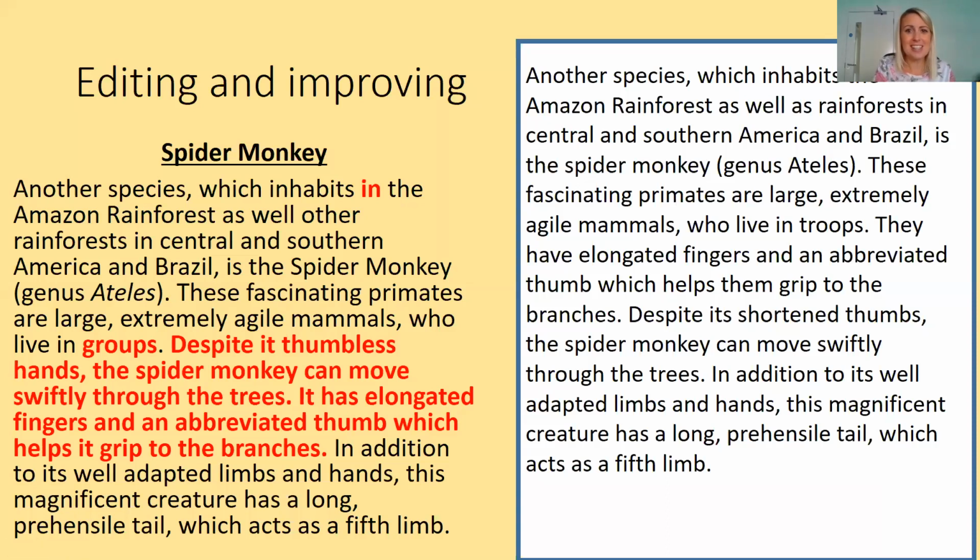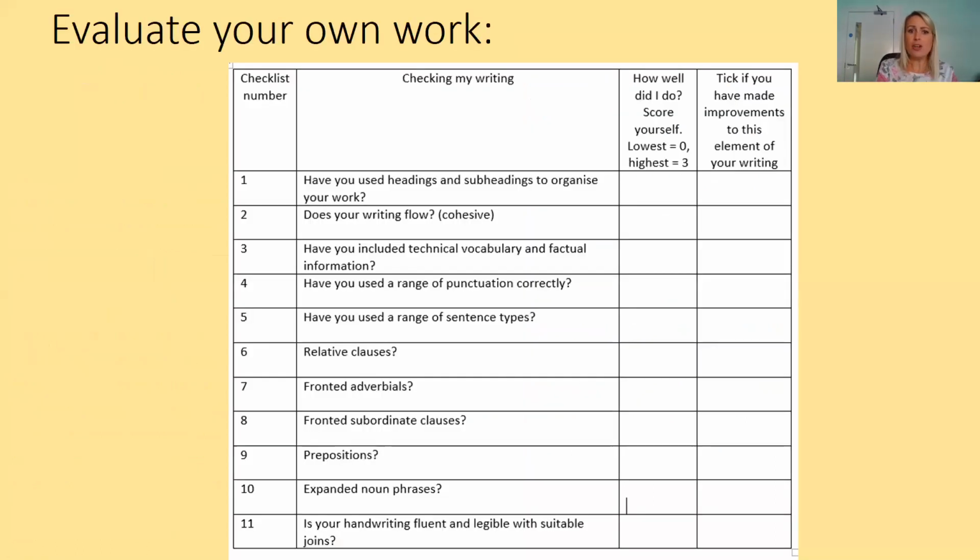Well done, Year 6. Hopefully you've edited at least one section of your writing, if not more, so that you're now really proud of it and know that it's your best work. Now for a last little bit of evaluation. So I've got a checklist here. You don't need to write it all out. I've put some checklist numbers down the side, numbers 1 to 11. So you can create a checklist and just write the numbers 1 to 11 down the side. I've put in the things that you need to check. You don't need to write those bits out.